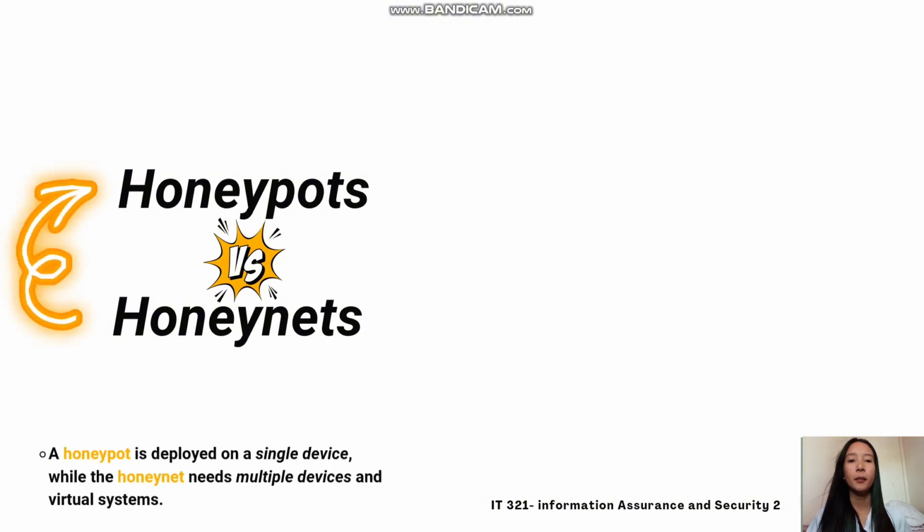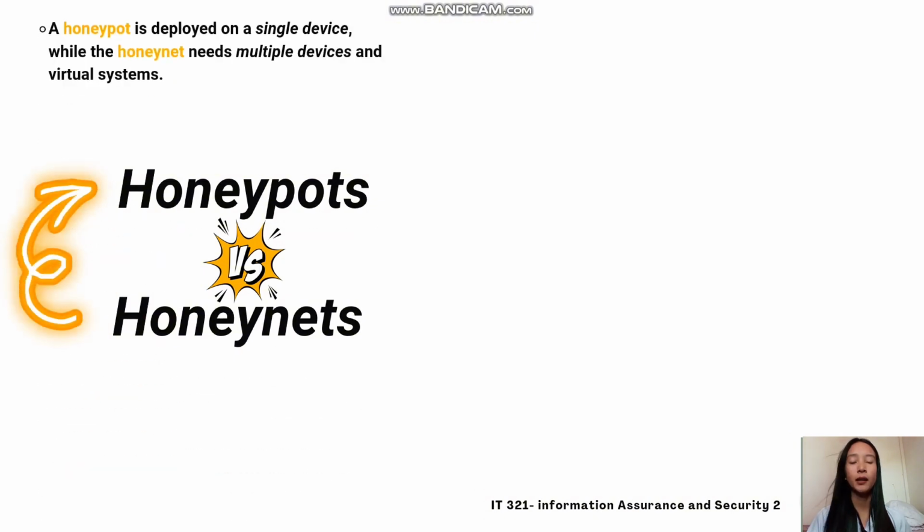A honeypot is deployed on a single device, while the honeynet needs multiple devices and virtual systems, meaning a honeypot is a security setup on one computer, like a decoy to attract attackers, but a honeynet is like a bigger security system with many computers and virtual setups spread out.